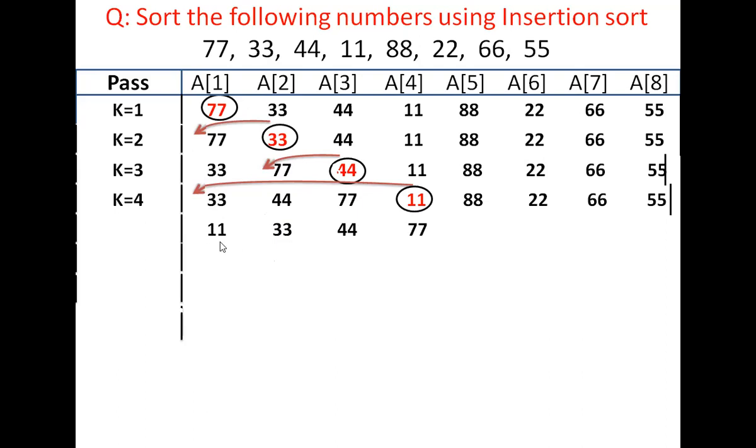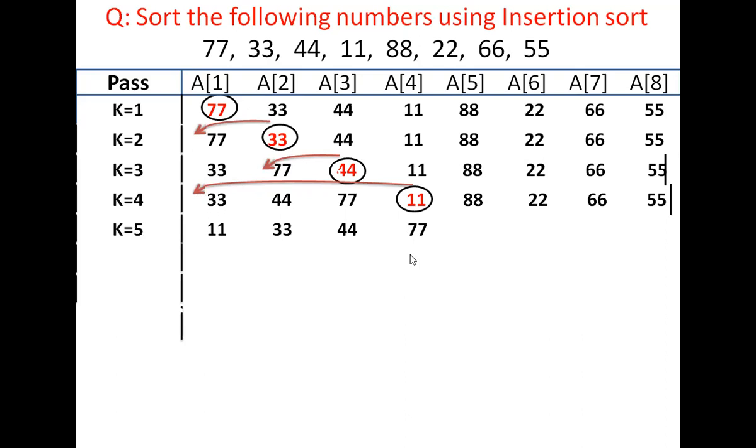See here, 11 is inserted before 33. That means 11, 33, 44, and 77 are now all in sorted order. This subarray is now sorted. So after inserting 11 in its proper position, the subarray A of 1, A of 2, A of 3, A of 4 is sorted. This is what the insertion sort technique is. Now go to the next pass.